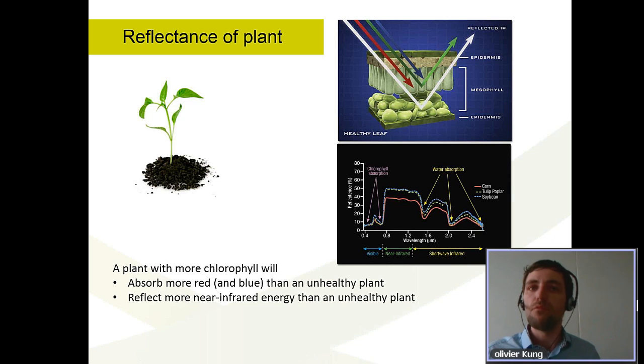So we can also summarize it as a very easy thing: the reflectance, how much light bounces back from a plant, is actually related to the health and to the quantity of chlorophyll and some other things in the plant.